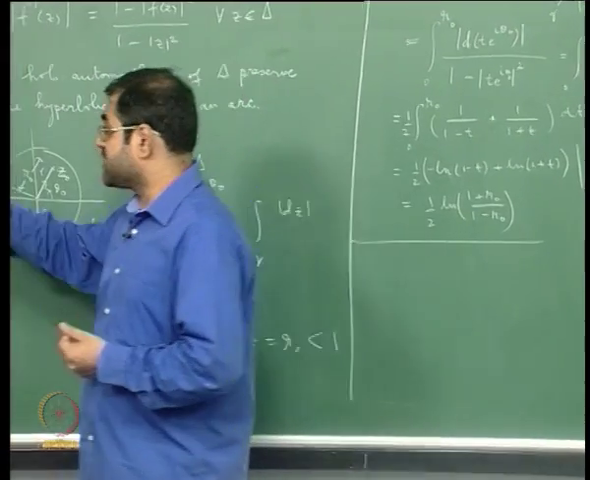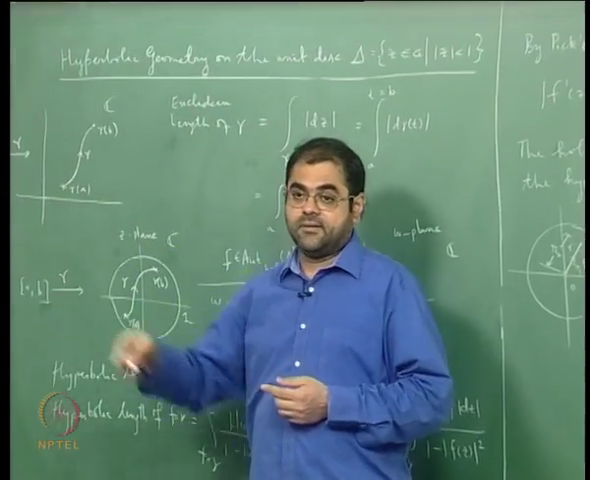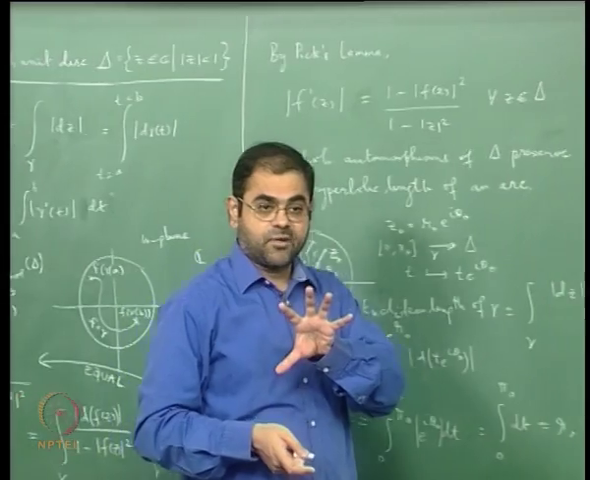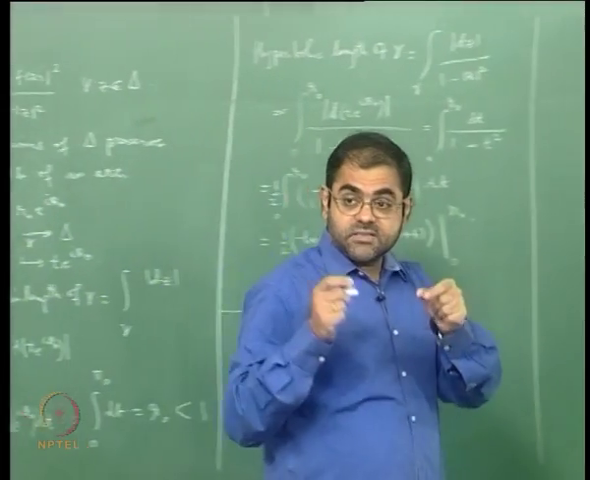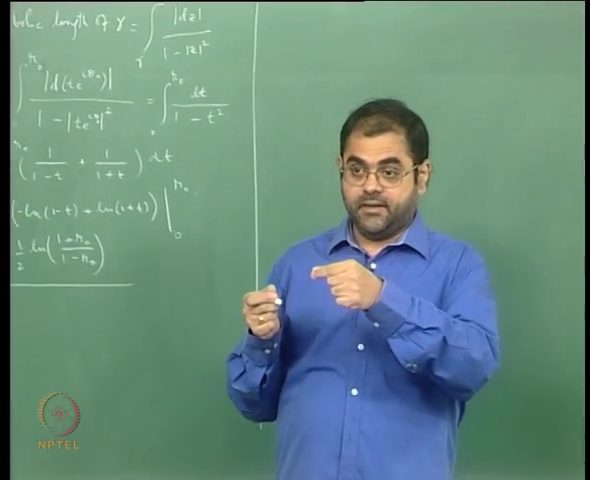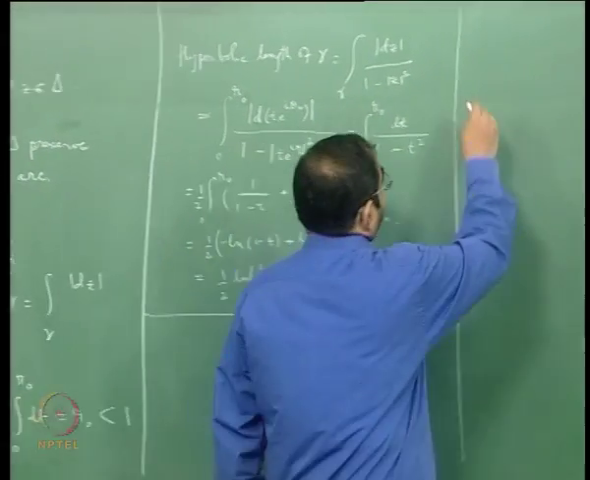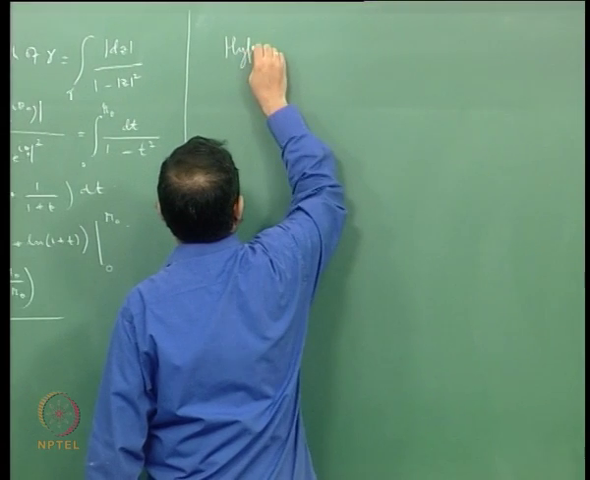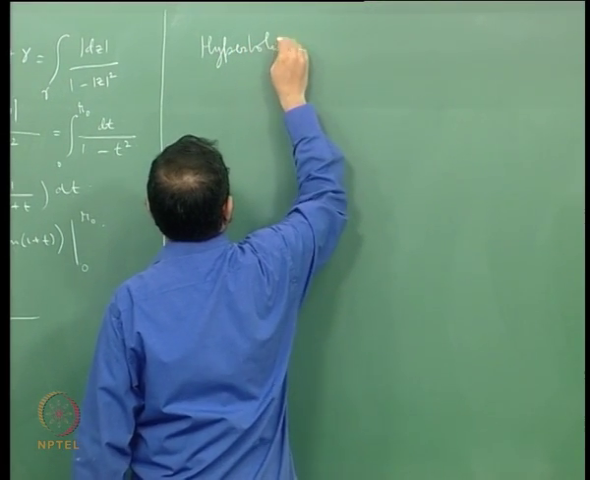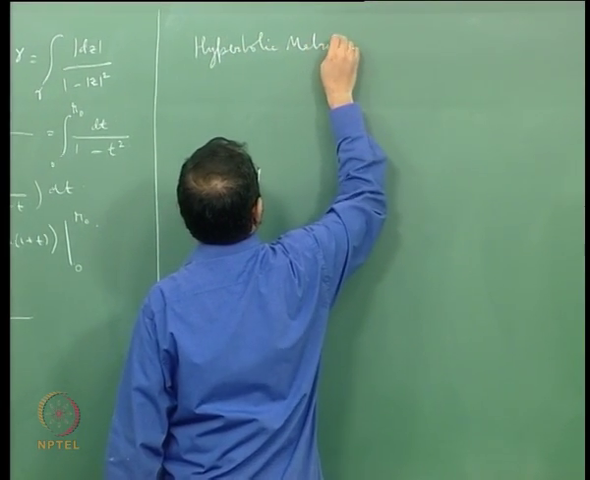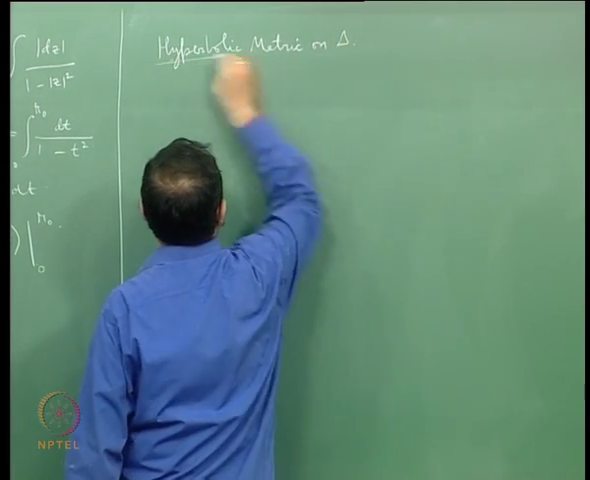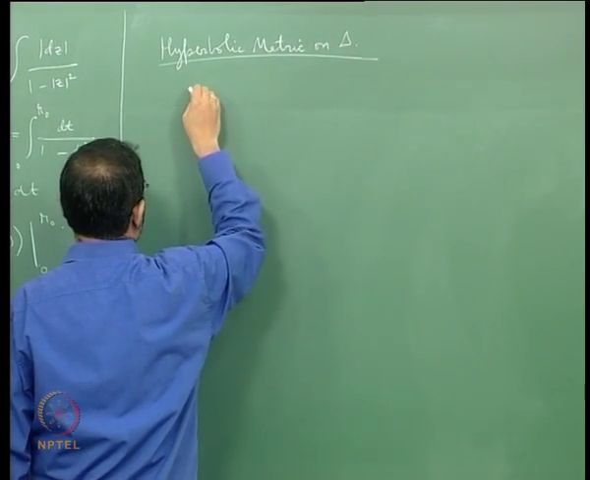What I have defined so far is just the hyperbolic length of an arc in the unit disk. I am going to define the hyperbolic distance between 2 points in the unit disk. So let me do that next. The hyperbolic metric on the unit disk. So here is the definition of the hyperbolic metric.